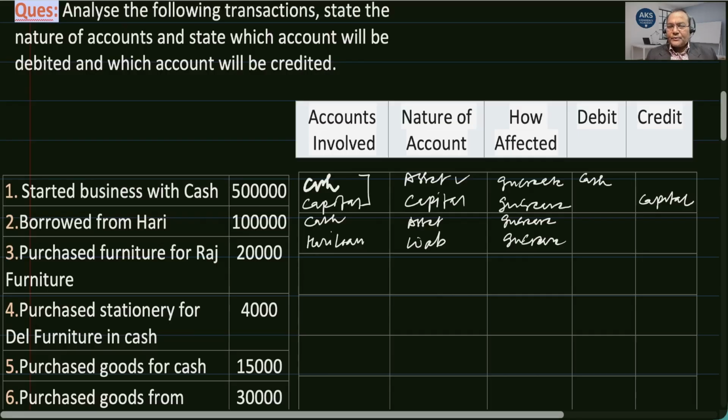Now, so assets, which is cash coming in the business, so we will debit cash, and liability shows credit balance. We need to increase the liability. It needs to be credited. So this is Hari's loan. I hope this is clear.